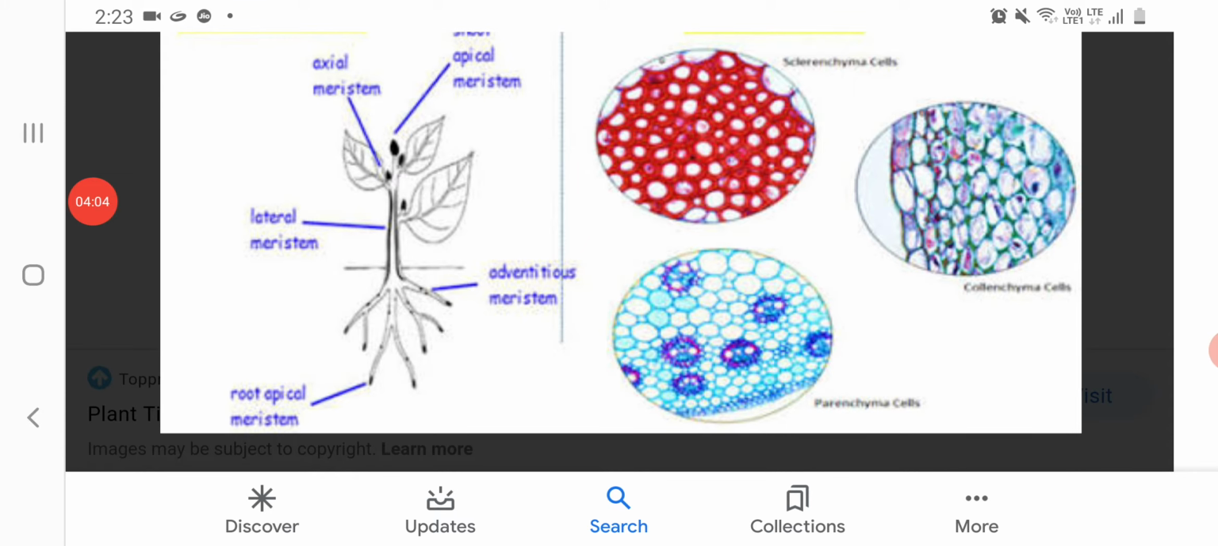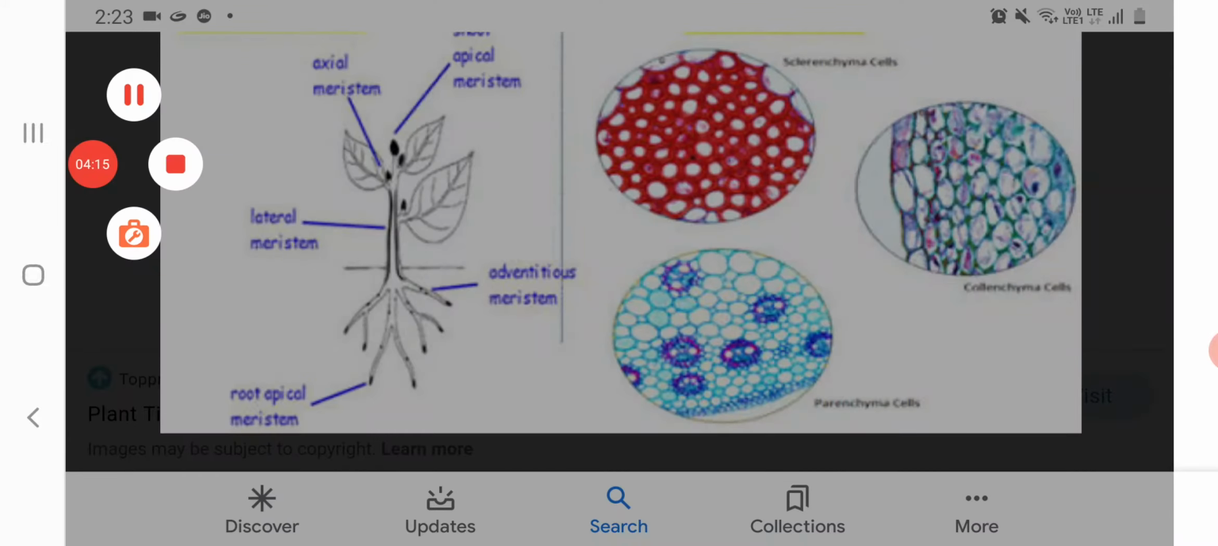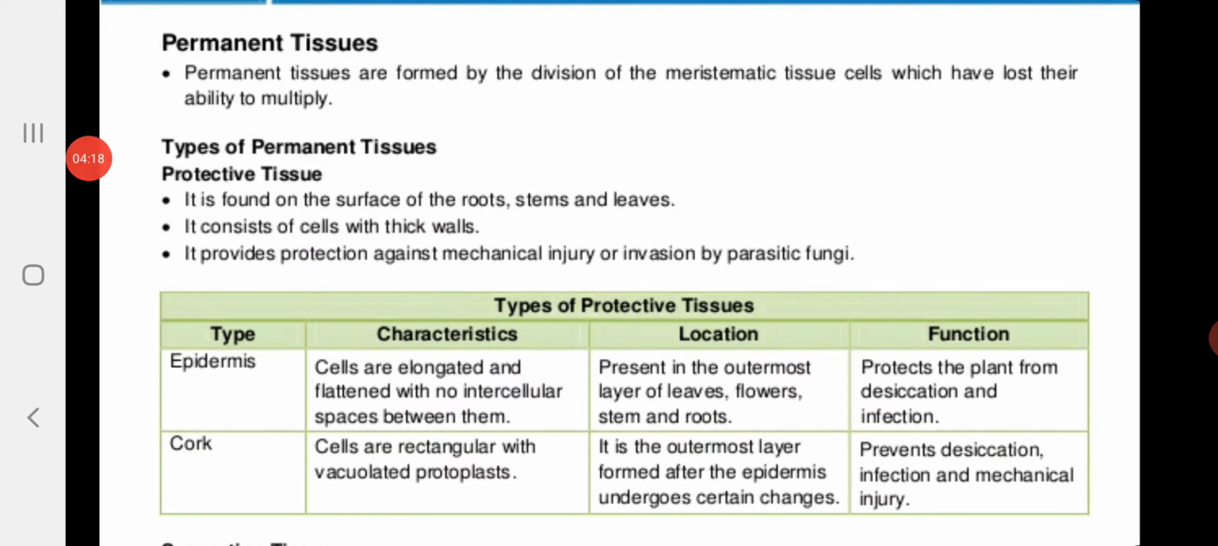So these are the permanent plant tissues: sclerenchyma, parenchyma and collenchyma. Let us study how they function, how they work, and where they are located. Permanent tissues are formed by the division of meristematic tissue cells which have lost their ability to multiply. So when the meristematic tissues grow up and become mature, they become permanent tissues.